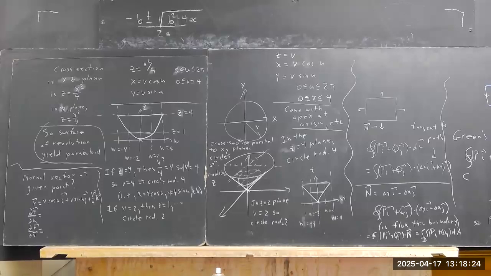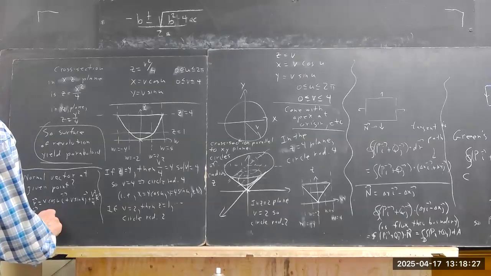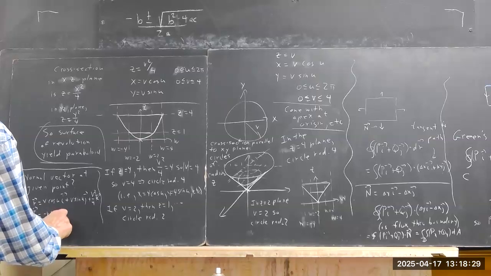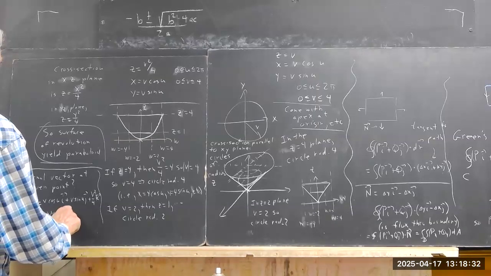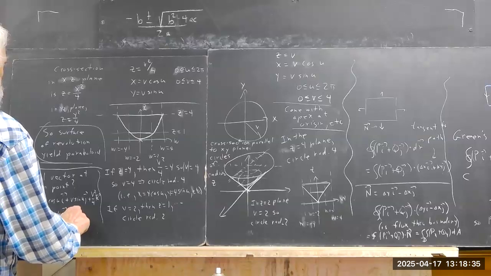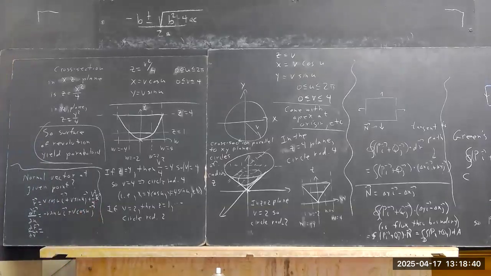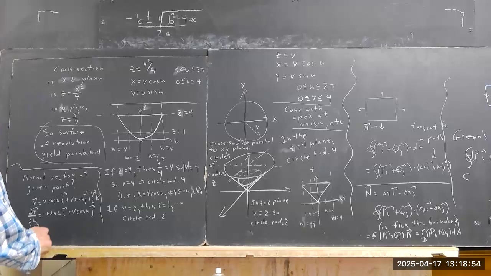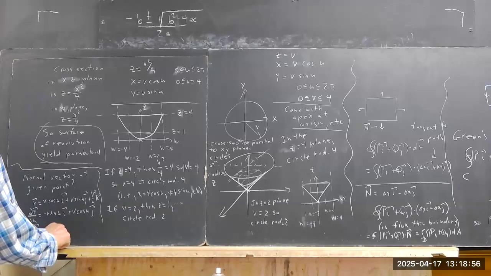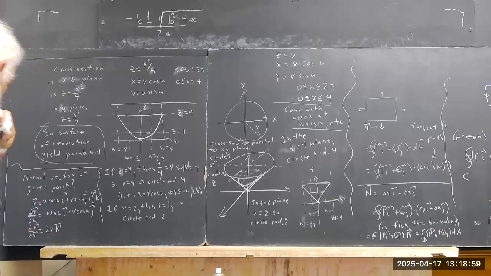Okay, so partial of R with respect to U is negative V sine U I plus V cosine U J. Partial of R with respect to V is V times K.